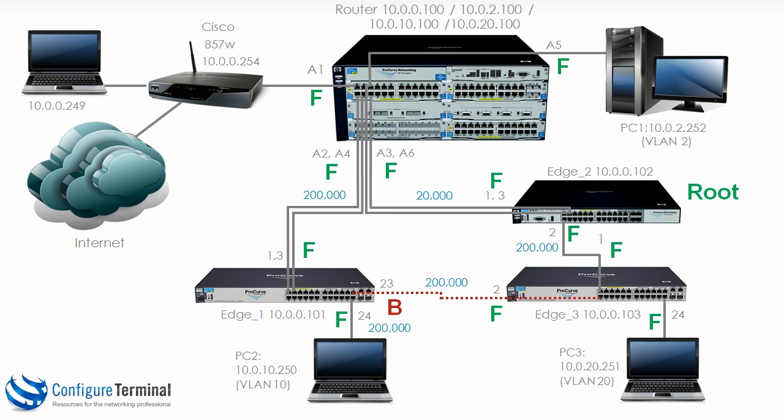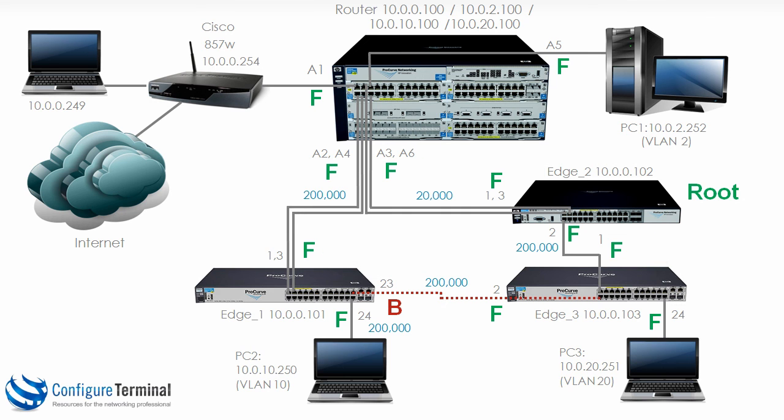So thus the path cost from edge 1 to edge 2 is lower, total of 220,000, rather than via the path through edge 3, which is running at 100 megabits per second. So total cost 400,000. So once again, in spanning tree we choose the root. Edge 2 is chosen as the root. Then we choose the root ports. The root port for edge 3 is port 1. The root port for the router is TRK2, physical ports A3 and A6. The root port for edge 1 is TRK1, in other words, ports 1 and 3 physically. But from a spanning tree point of view, this looks like a single link.